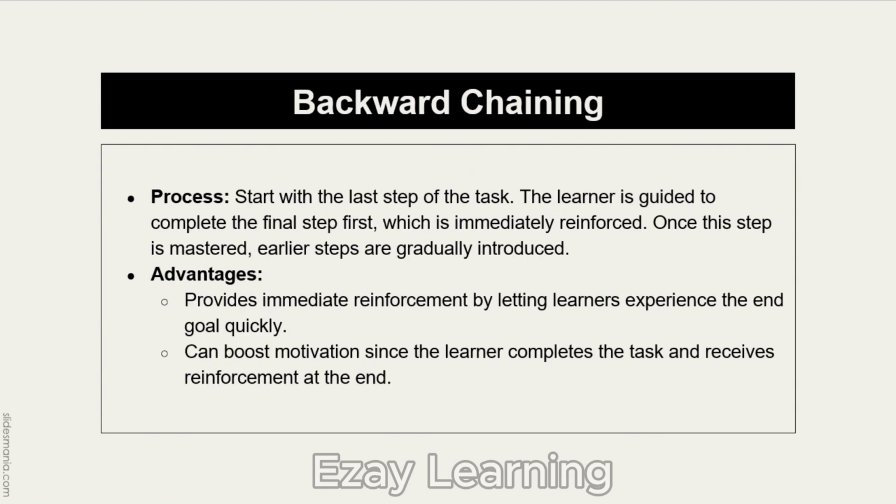Backward chaining. Backward chaining starts with the last step of the task. The learner is guided to complete the final step first, which is immediately reinforced. Once this step is mastered, earlier steps are gradually introduced. So for example, for the same task, how to clean the brush with the water. You will teach this step, then you will move toward the previous step and then the previous. So you are teaching the steps in the backward direction.